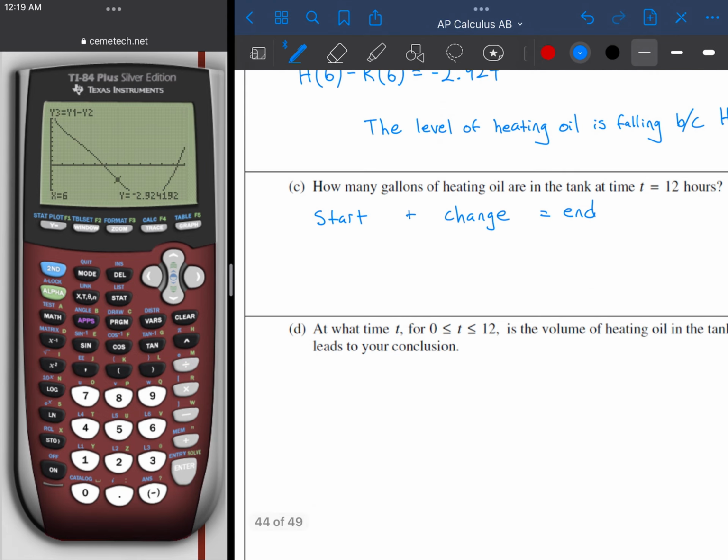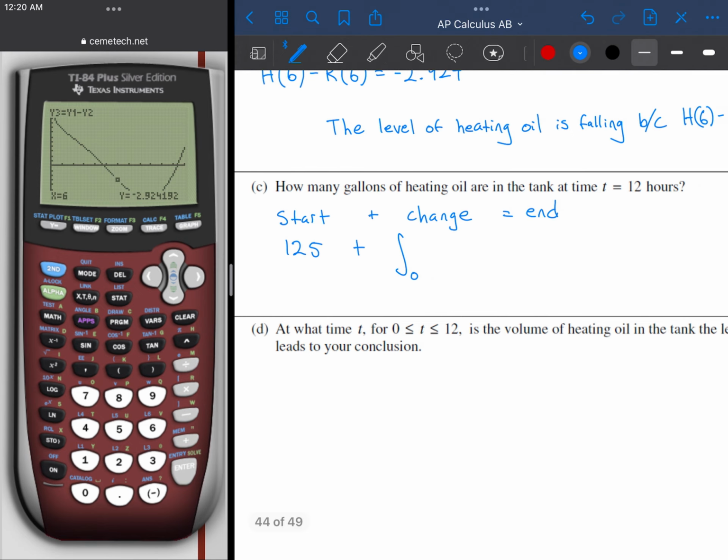So our starting amount is 125, and our integral does start at 0 because that was the other start condition. We want to end it at time equal to 12, as it says in the problem, so that means the upper limit is going to be 12.